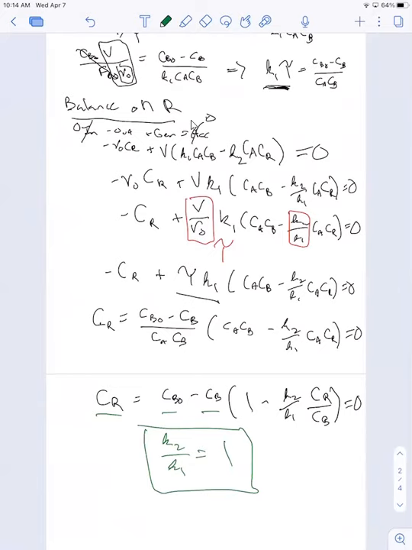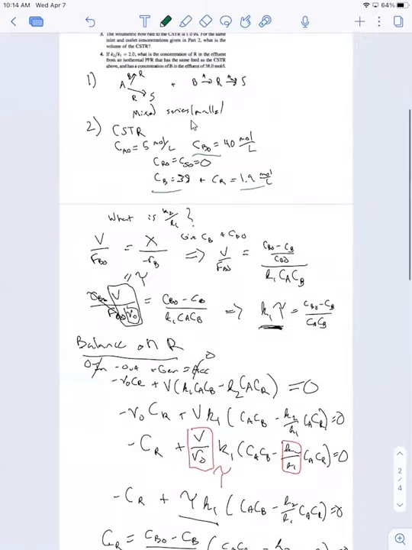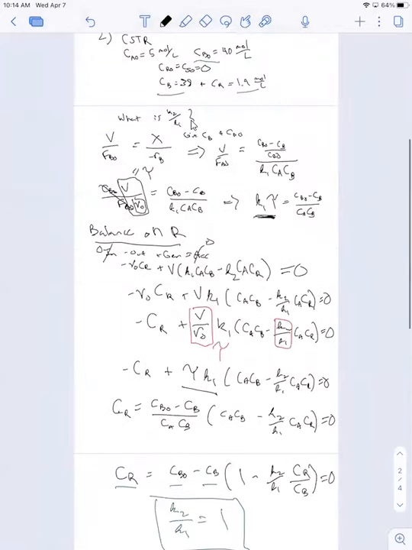So yeah, the hard part of that one is just knowing where to start with the balances. I always start with the easiest one, so in that case, CB.